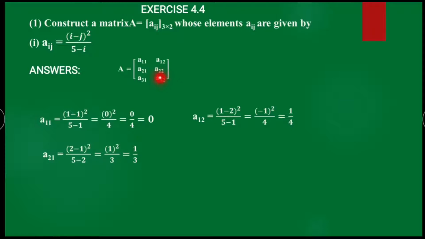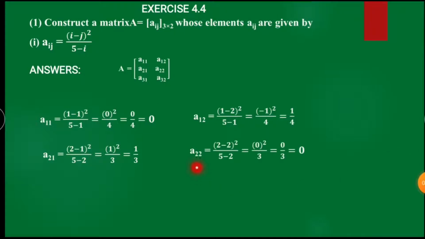Then next we find a22. For the value of a22, we replace i by 2, j by 2. So we get in numerator 2 minus 2 bracket square, in denominator we replace i by 2, so write 5 minus 2. So in numerator we get 2 minus 2 as 0, and in denominator 5 minus 2 as 3. So we get 0 square as 0. So 0 upon 3 equals 0.